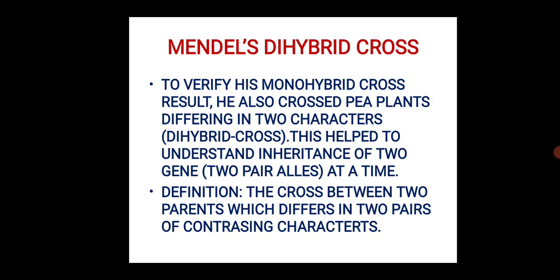The first thing is Mendel's dihybrid cross. Already we have discussed Mendel's monohybrid cross in our last session, and from that video I think we came to know that Mendel experimented in two ways on the pea plant to determine the inheritance process, the hereditary process. Today's topic is Mendel's dihybrid cross.